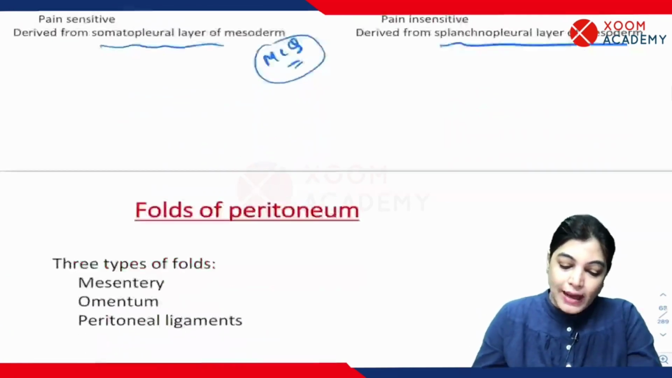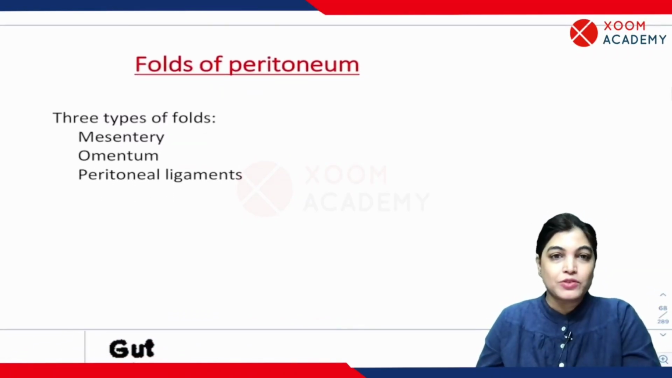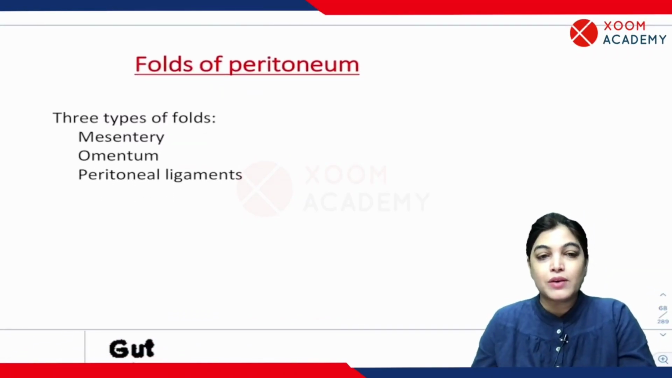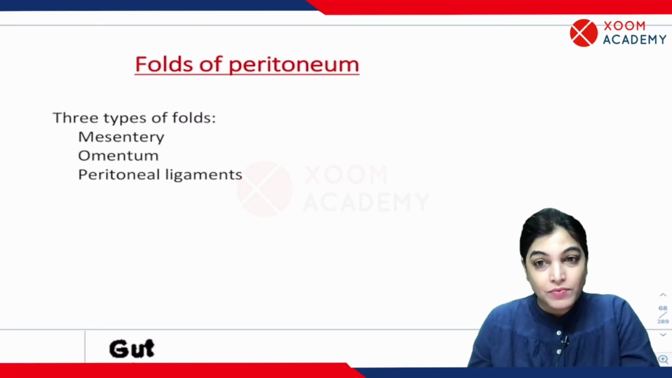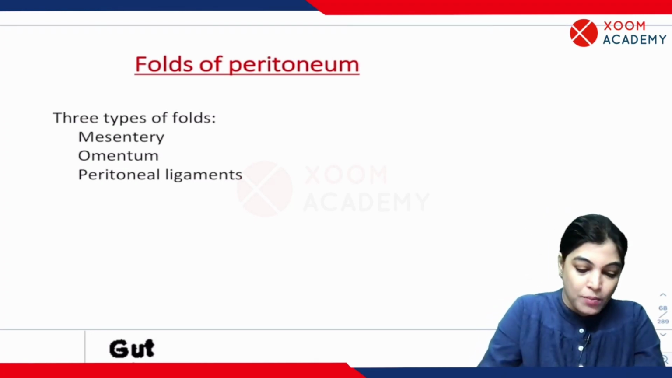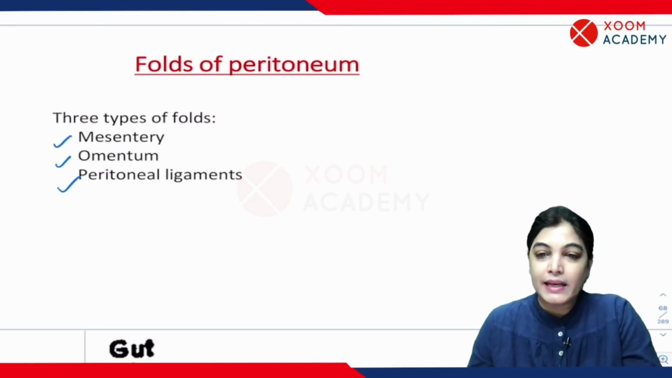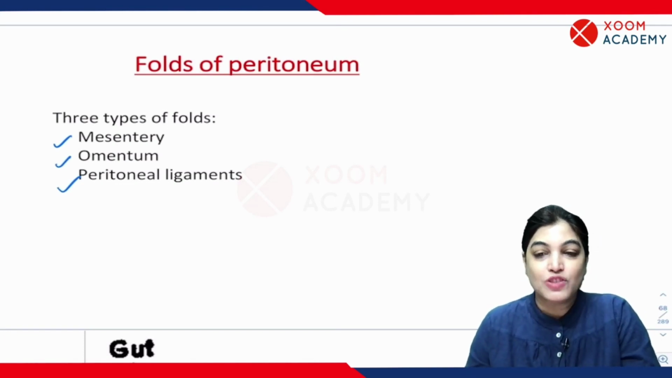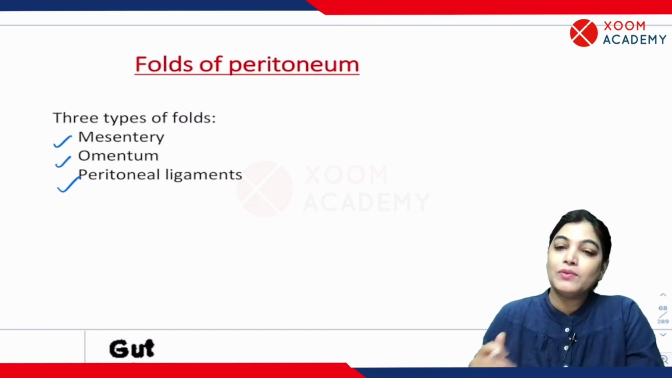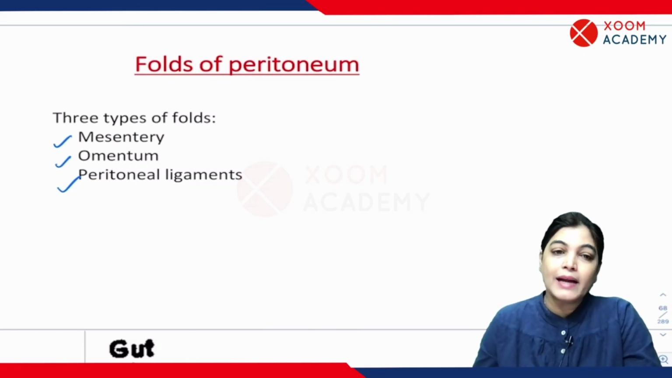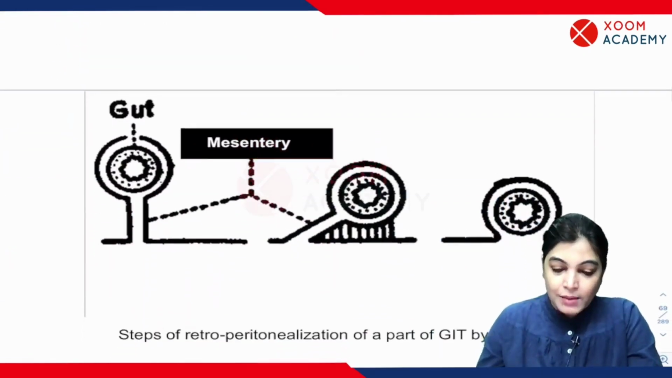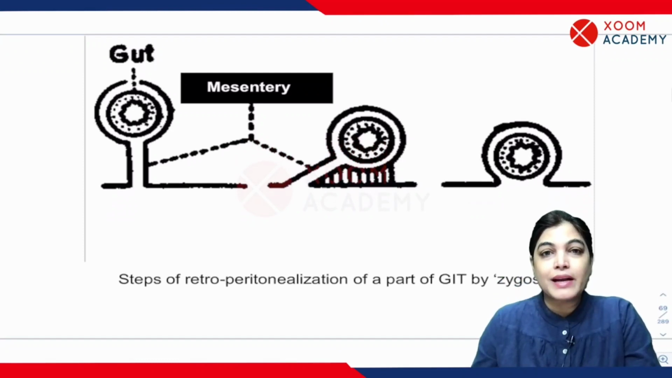Now, I would also like to describe folds of peritoneum. The peritoneal folds are very important, forming many of the ligaments, the greater and lesser omentum, and the mesentery, which contains the loops of small intestine, jejunum and ileum. So, one by one we will discuss that. Now, before that, I would also like to tell about which organs are retroperitoneal.